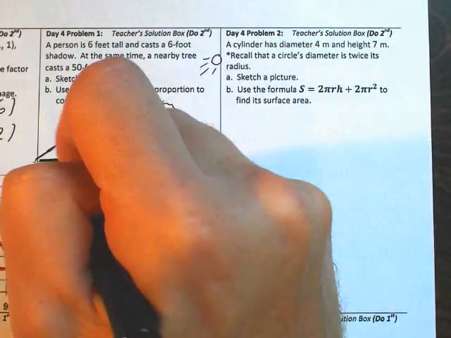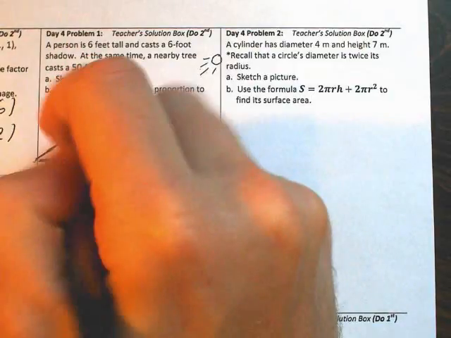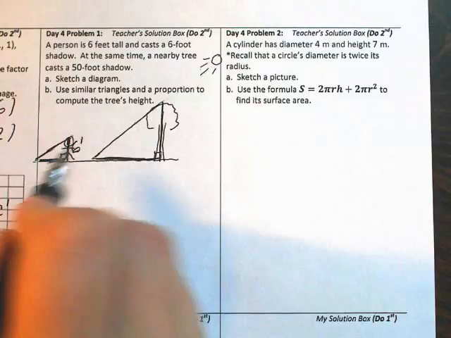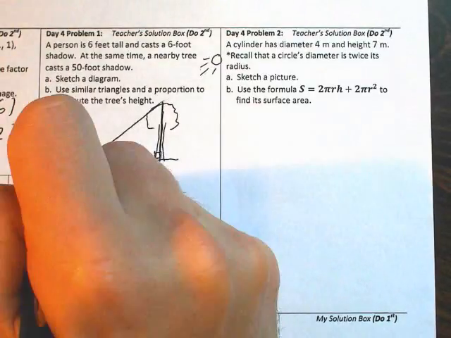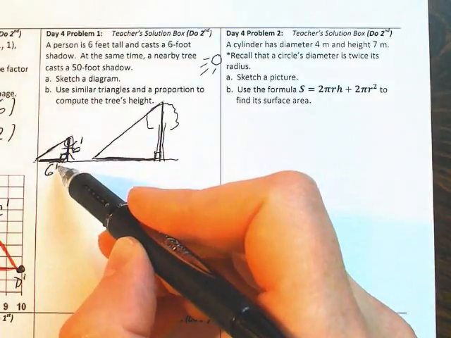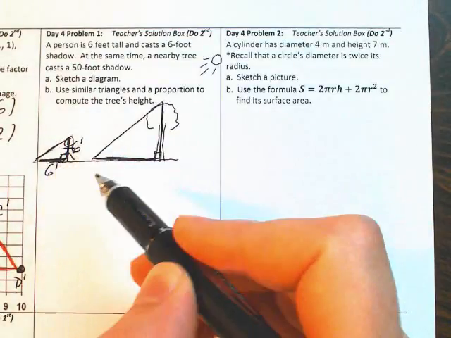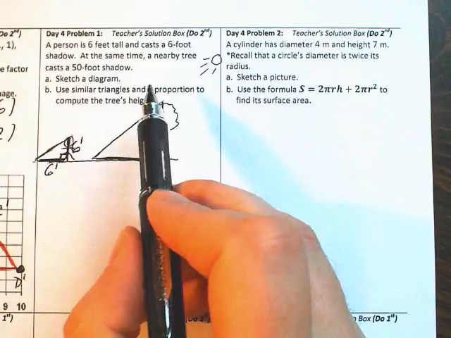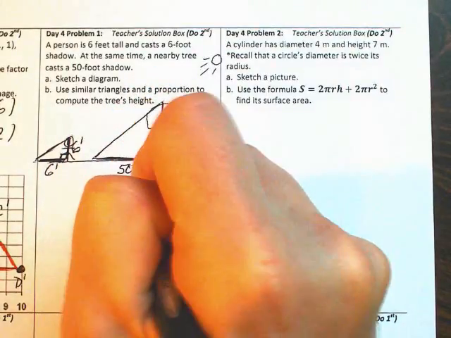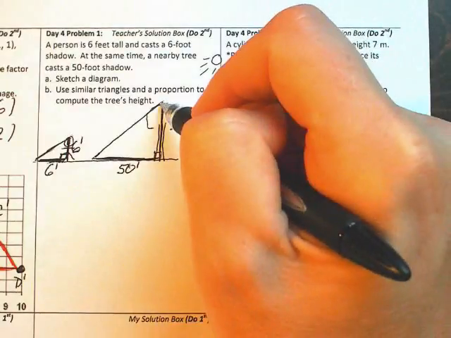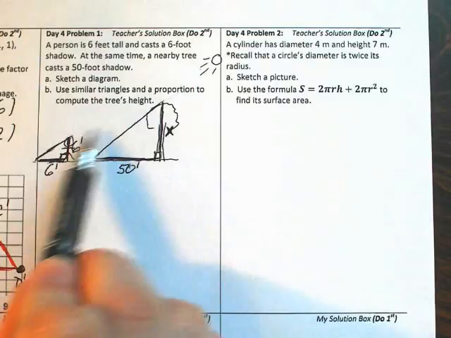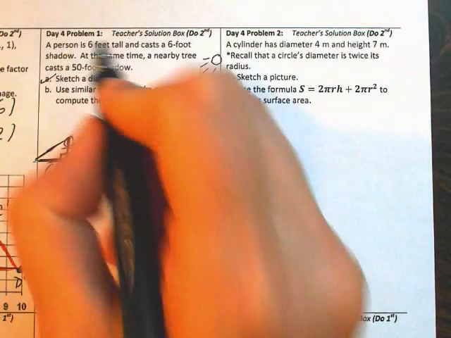Now the person is 6 feet tall, and so this side of the triangle is 6 feet. And the shadow for the person is 6 feet long. The shadow is the same length as the person's height in this particular problem. Now the nearby tree has a 50-foot shadow. And the question is, how high is the tree? We can call that X.